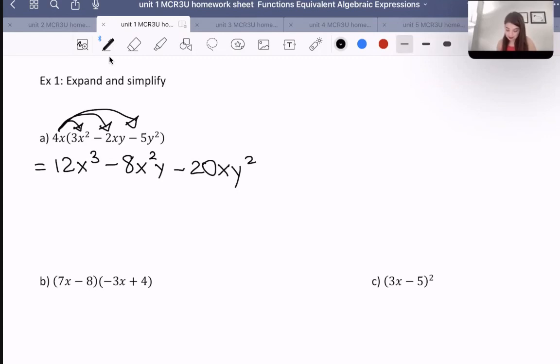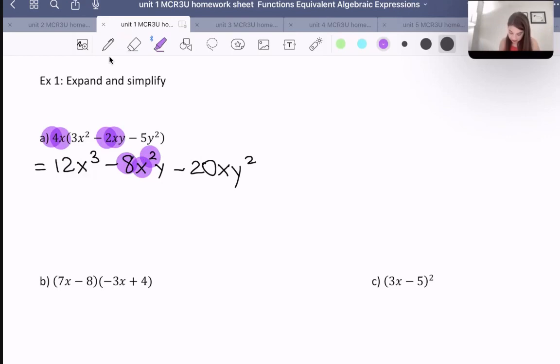Why is that? Well, what I did first for this first one is I said, okay, 4 times 3 gives us 12, right? And then we have x times x squared. Well, x is the same as x to the power of 1, right? So if we're adding 1 and 2, the 2 on top of the x, the squared, we're going to get 3 for x cubed. And then for the second one, 4 times negative 2 is negative 8. x times x is x squared. And there's just one y, so we just leave the y as is.